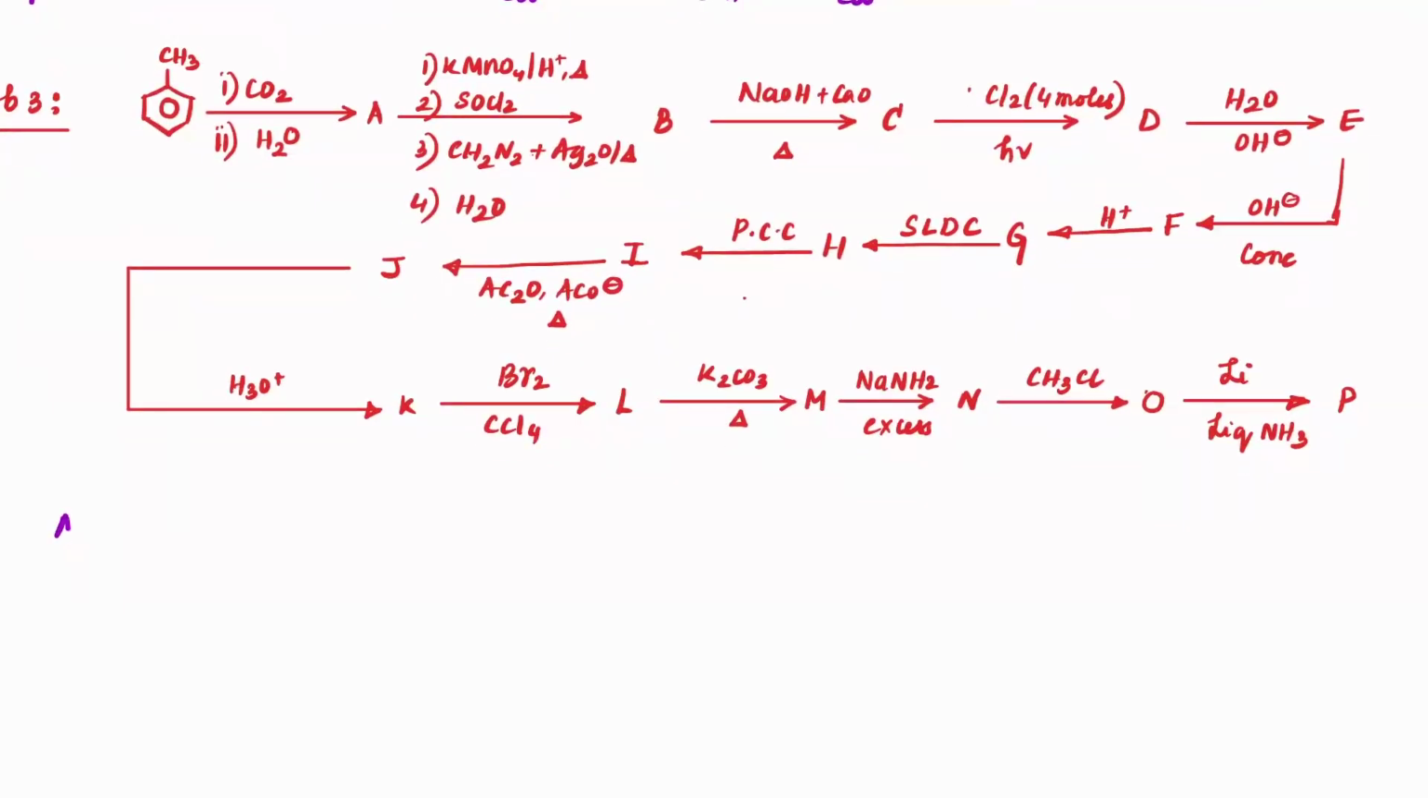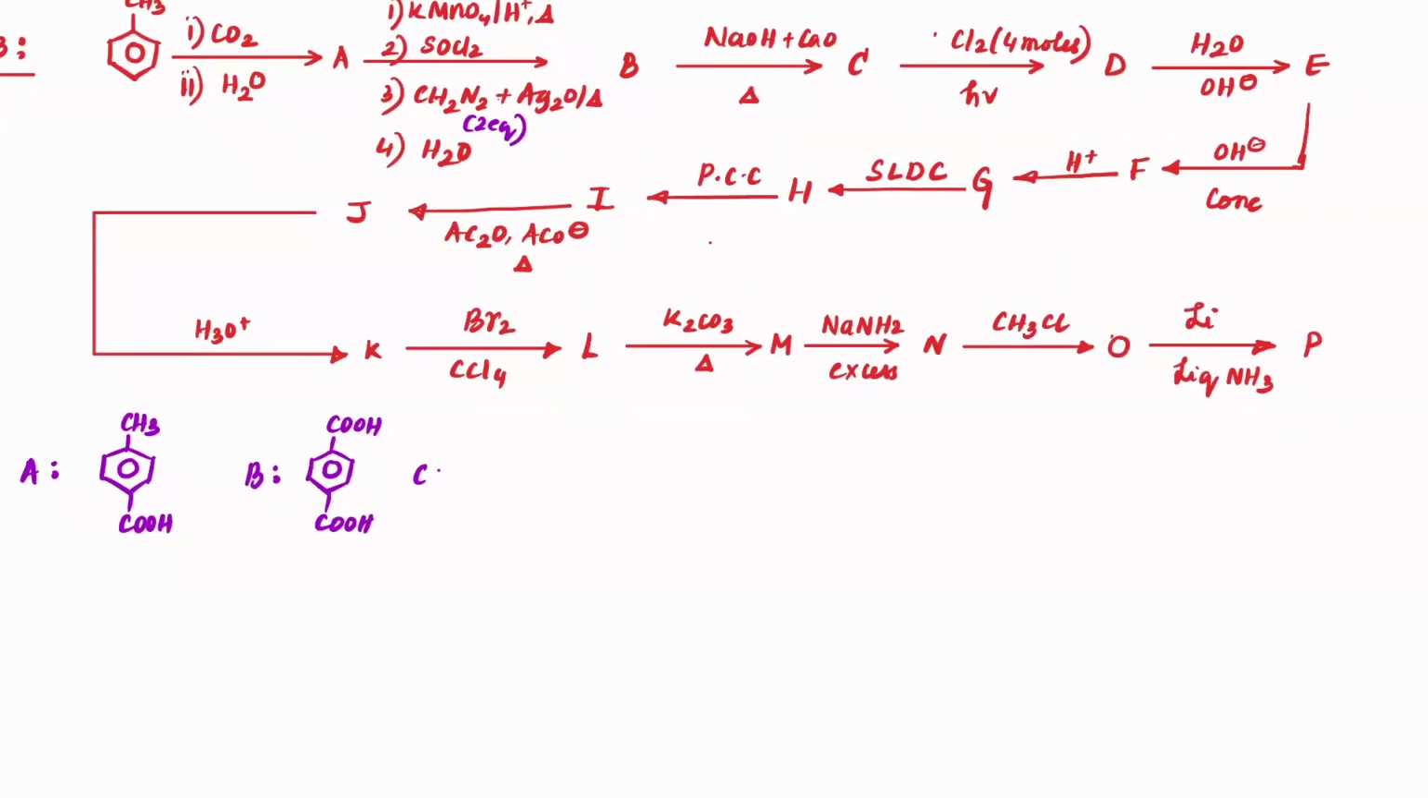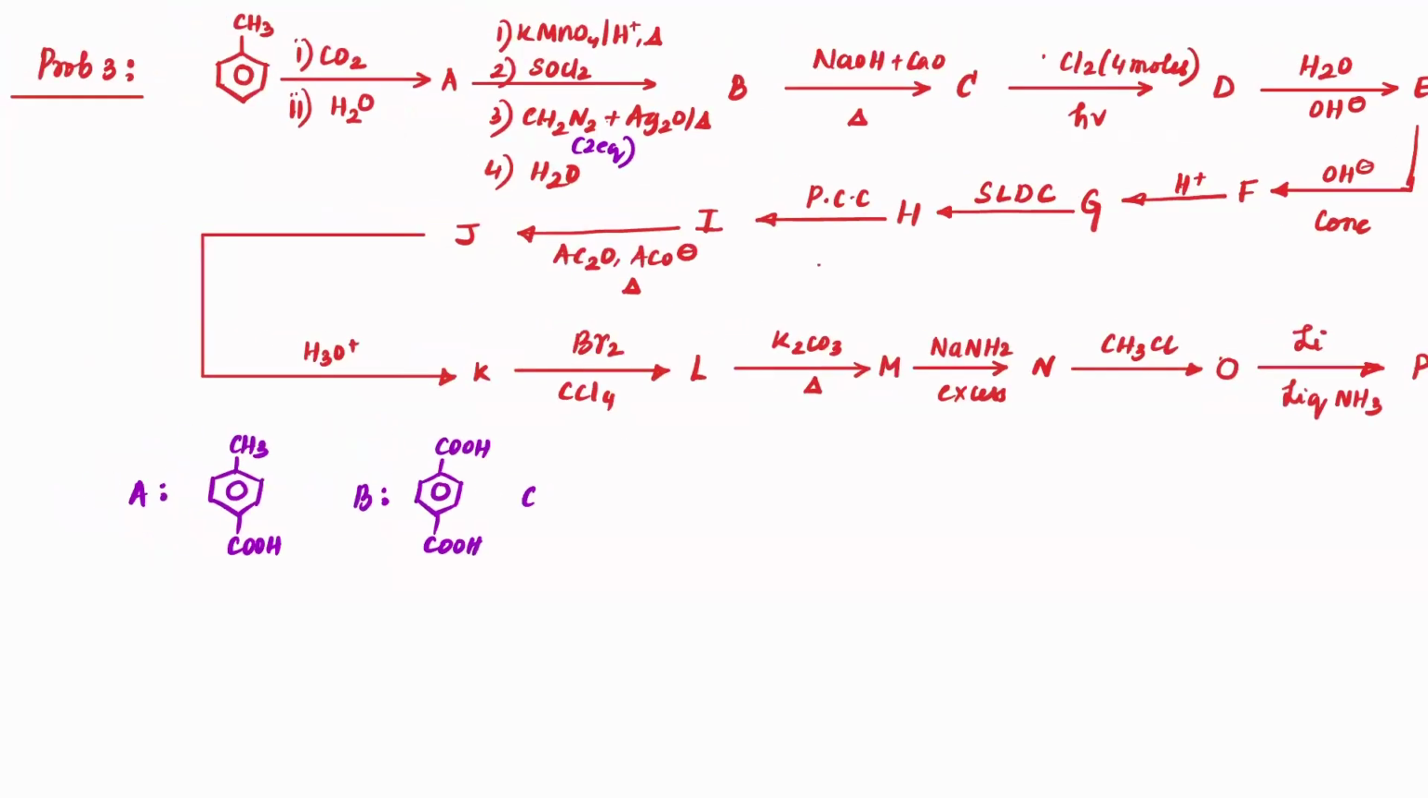So let me start with A. So first you're making an EAS reaction. Carbon dioxide is a good electrophile. So that electrophile will go here and convert into COOH. Next B. B, we will make this also into acid. So we'll get this as COOH and COOH. And here I need to mention two equivalents, okay? Two equivalents.